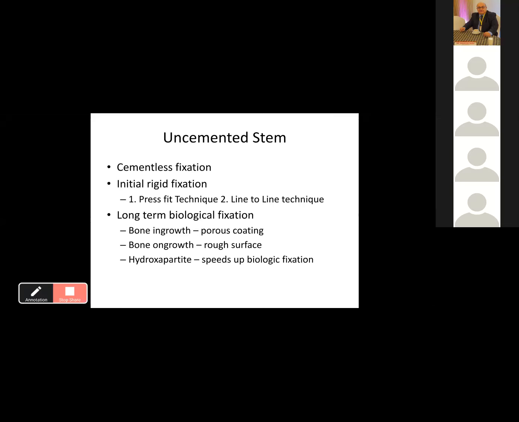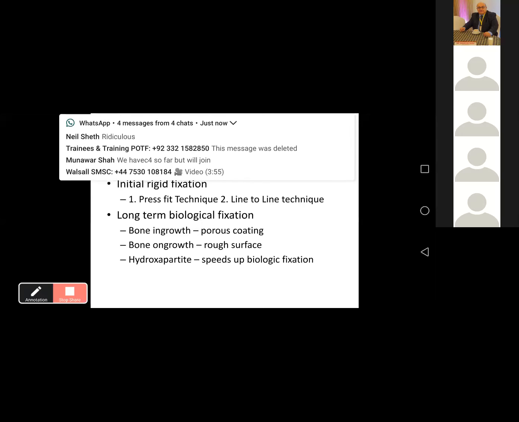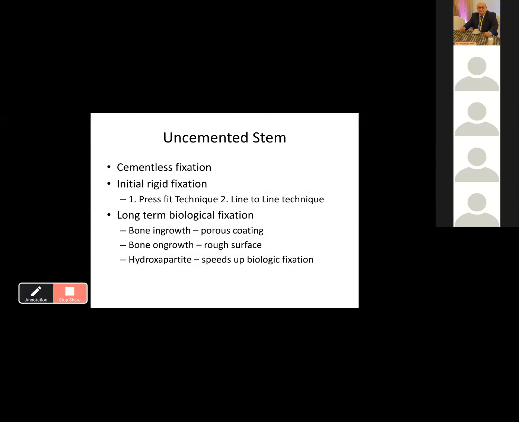The long term is actually biologic fixation. So the bone ingrows onto the porous coating of the stem, because of the porous coating and its rough surface, so you get ingrowth and on-growth. And then most stems nowadays have hydroxyapatite, which speeds up that biologic fixation by getting bidirectional closure of the gaps.